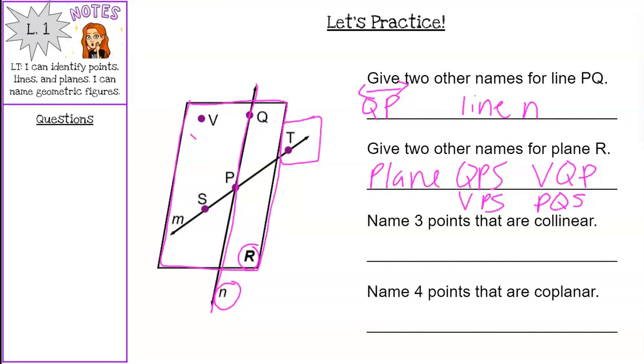Name 3 points that are collinear and name 4 points that are coplanar. Answer those 2 questions in Edpuzzle to see if you are correct, and then move into your practice.